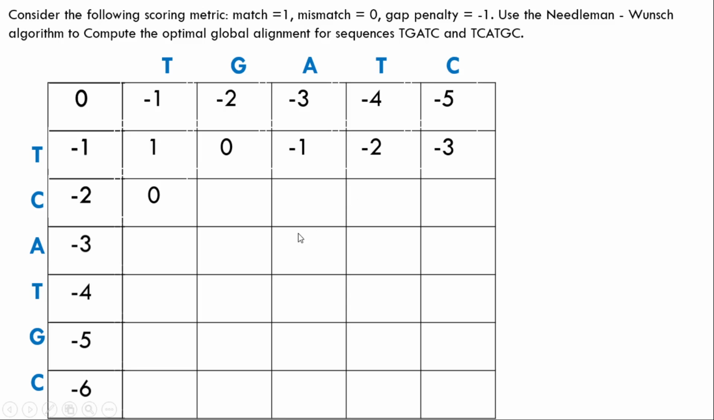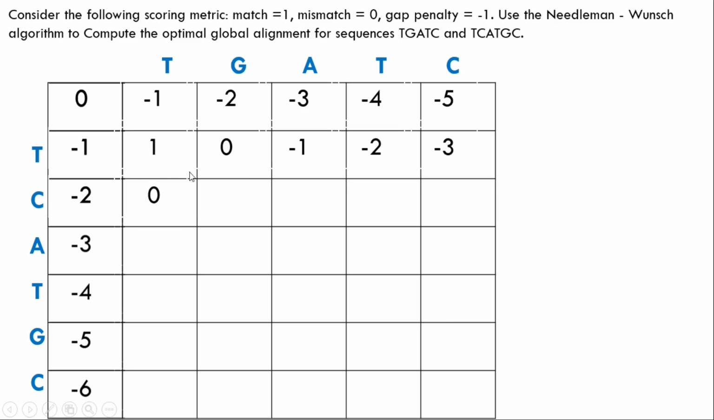One more example I am showing you, then I will move ahead. So to fill this value, what do I have to do? I have to go just upside. So 0 plus gap penalty, it will be -1. Then I have to go just left, 0 plus gap penalty means -1. So I have two values, -1 and -1.